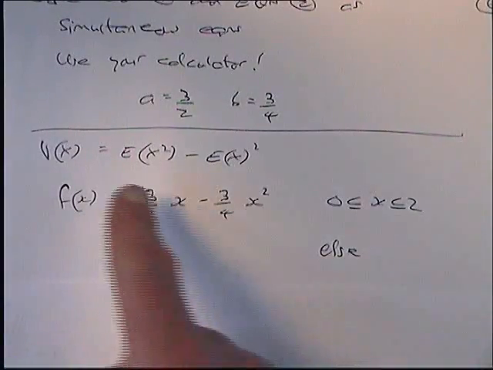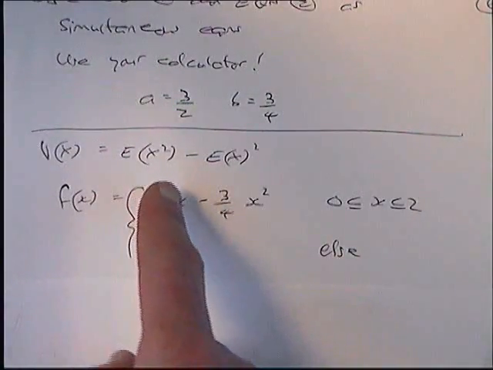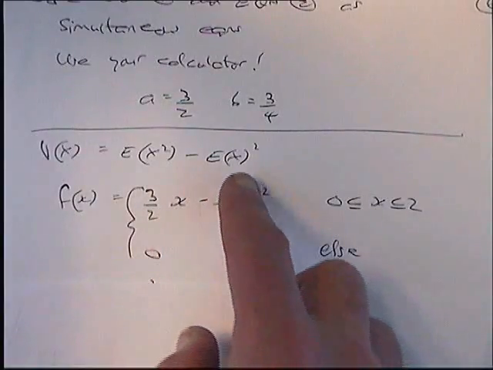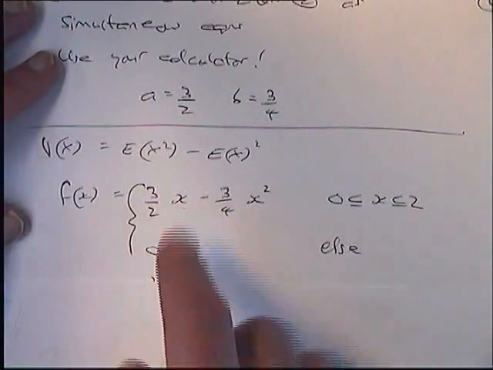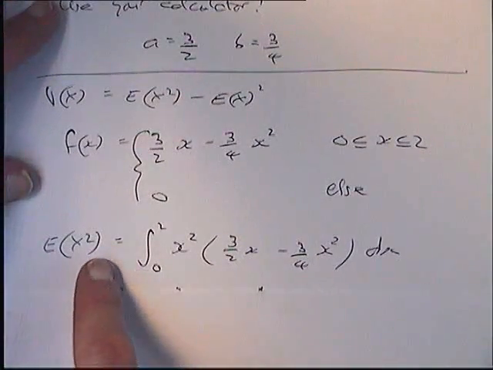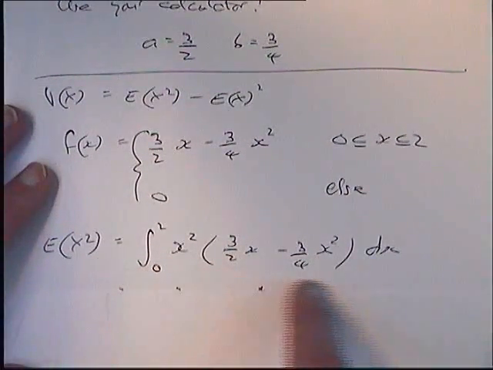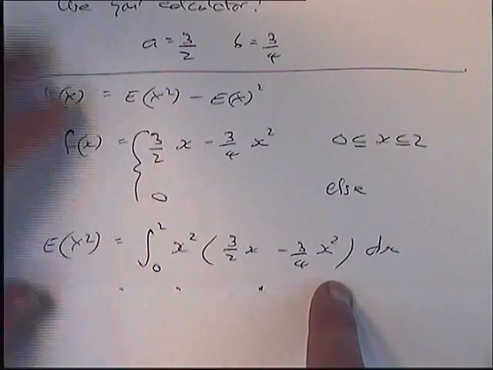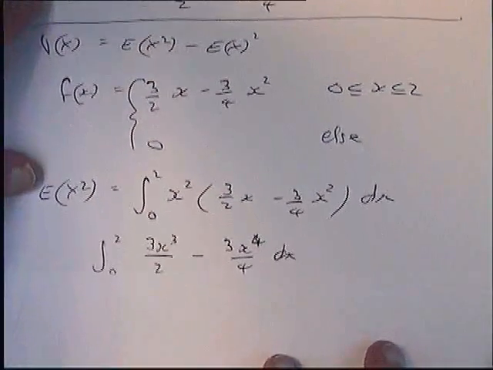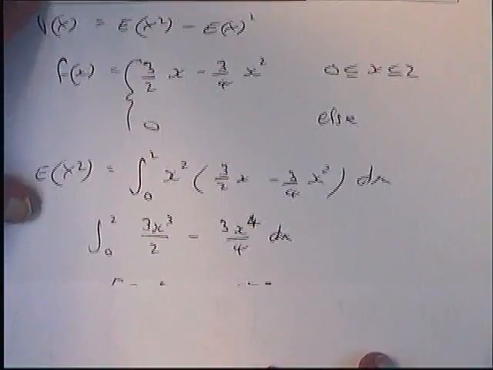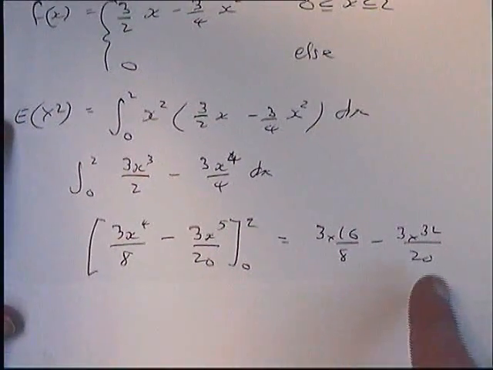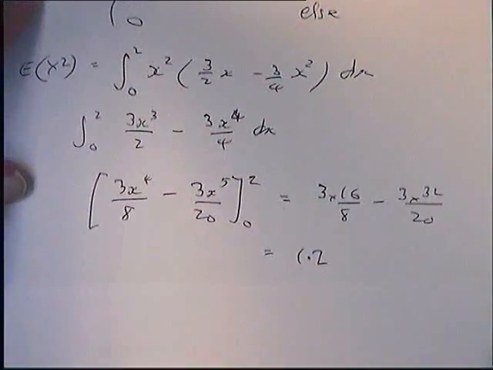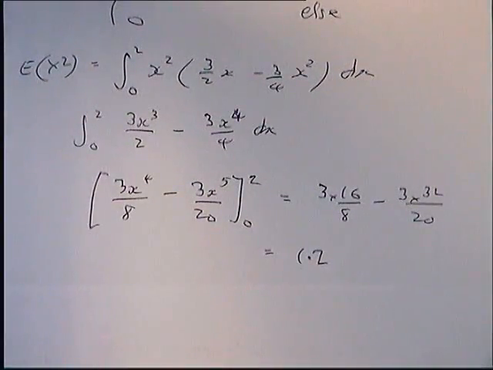I have to work out the variance, which is the expectation of x squared, take away the expectation of x all squared. The expectation of x squared is the integral of x squared times my function between the limits. I would multiply the brackets out. I would do the integration, substitute my limits in, which is what I've done over here, and you get a value out for the expectation of x squared.